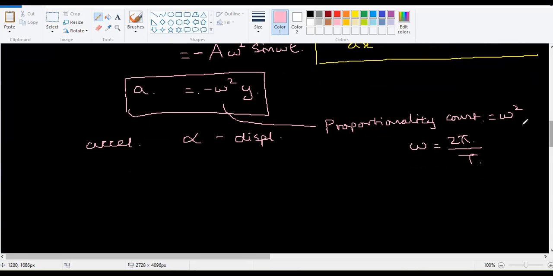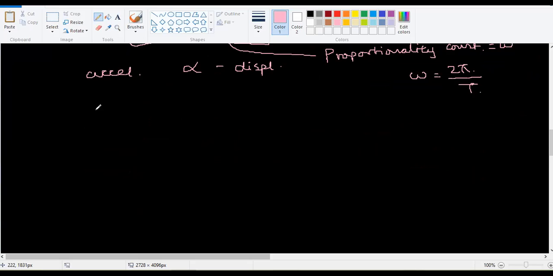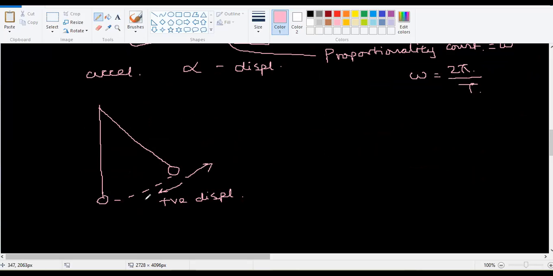What is the meaning of this? Listen carefully, very, very important and very, very easy. When I take a pendulum like this, and if I pull the pendulum to the positive displacement, the moment I leave this pendulum, is it going to go this way or this way? Towards the left or towards the right? Left. Which means when the displacement is positive, the force acting on it is negative. It's in the negative direction.